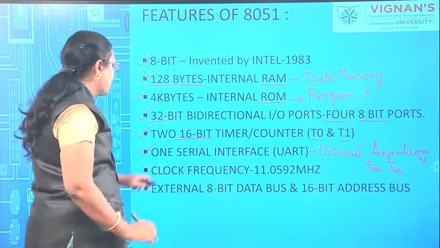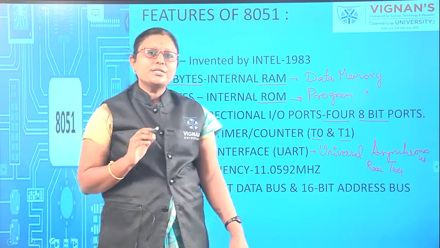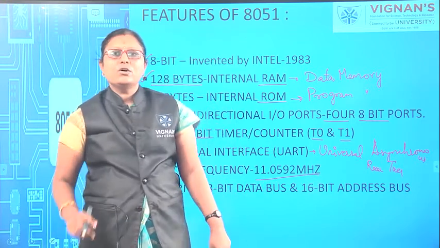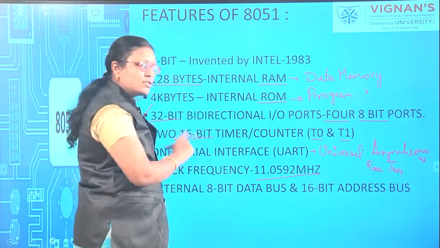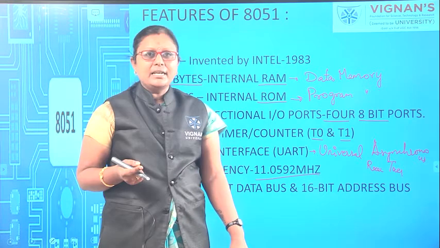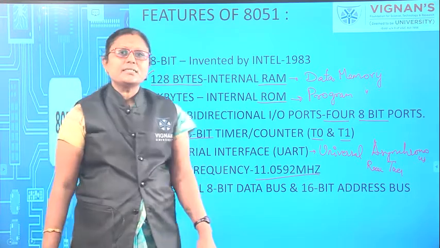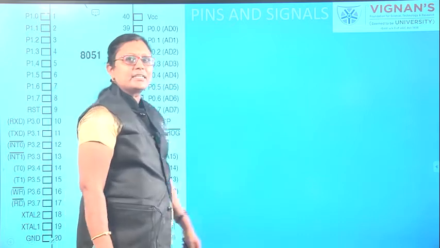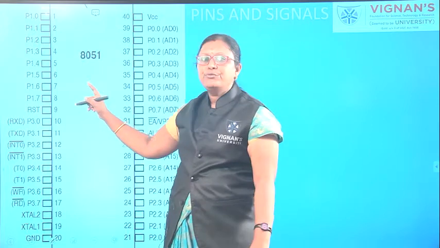Okay, and the next one is the clock frequency. You are supposed to generate a clock frequency of 11.0592 megahertz in order to generate the clock signals. So we generate this clock frequency using the oscillators over here, and we are adding an external 8-bit data bus as well as a 16-bit address bus over here. Clear? And next, coming to the pins and signals of the 8051 microcontroller, I told you that we have 40 pins.